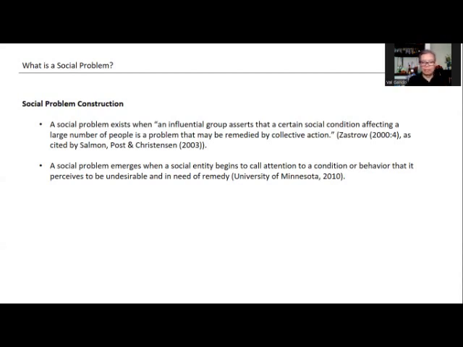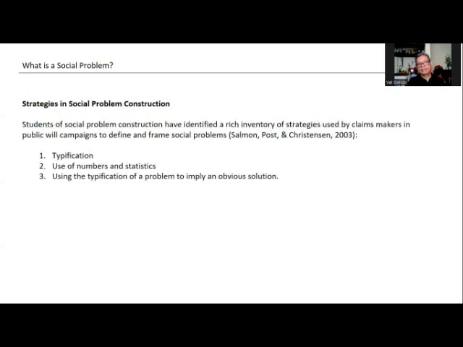According to the article Social Problems, Continuity and Change, a social problem emerges when a social entity begins to call attention to a condition or behavior that it perceives to be undesirable and in need of remedy. Based on that, I suggest that social problem construction is a difficult task requiring some strategies proven from long years of research and actual experiences by development workers, community mobilizers, community communication leaders, institutions, groups, and other claim makers.